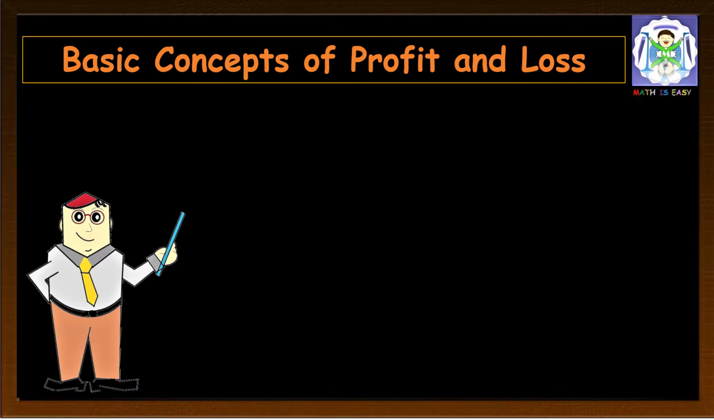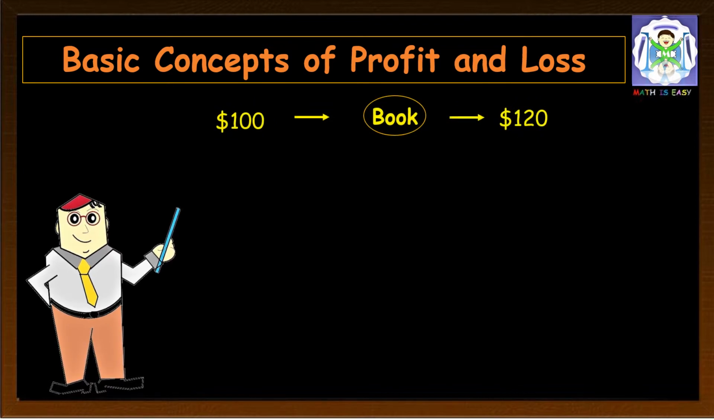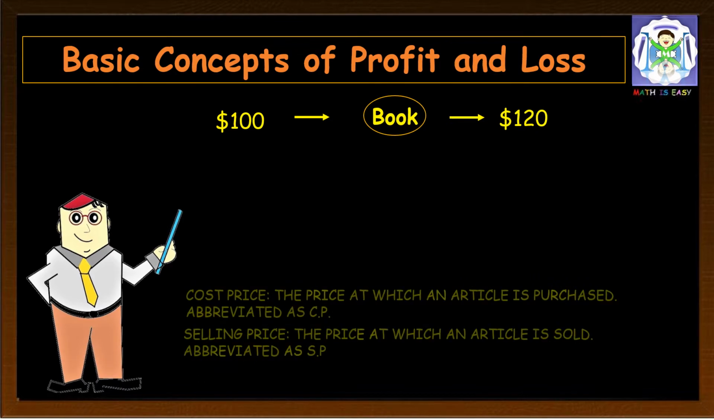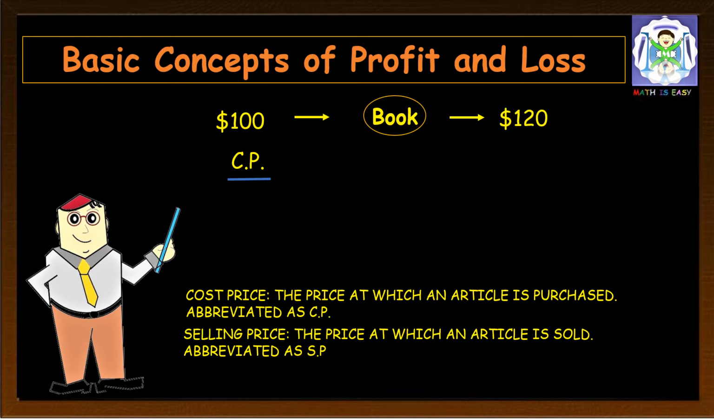Suppose you buy a book at $100 and then you sell that book to someone at $120. So here, the price at which you buy this book is also known as the cost price, which we also write as CP. And when you sell it, that price is known as the selling price, which we denote as SP.